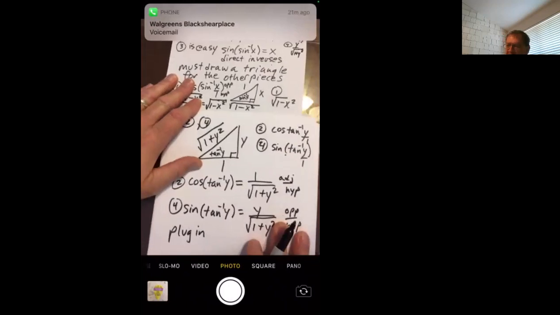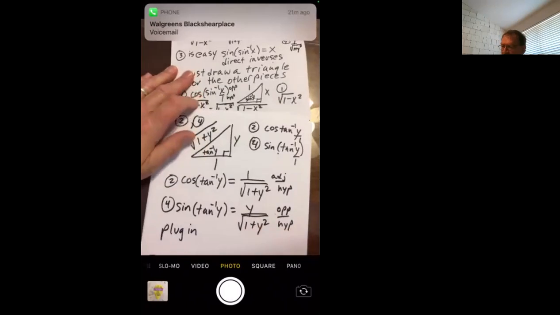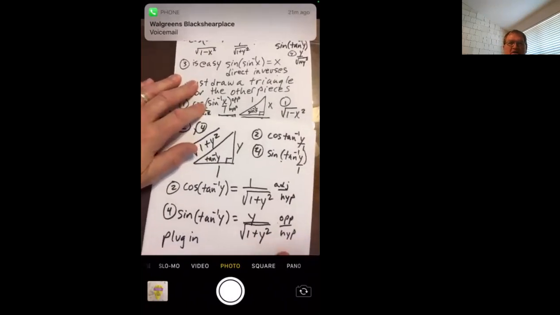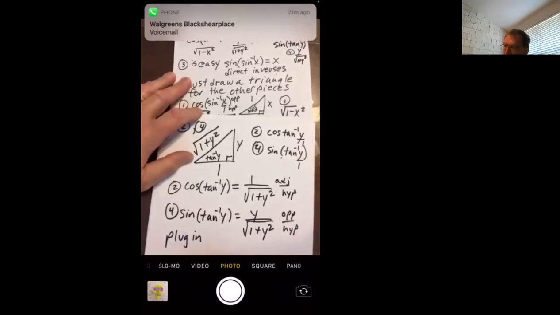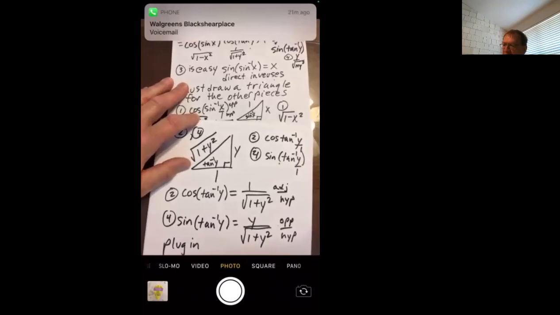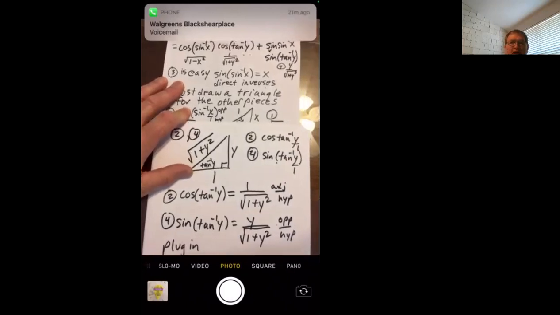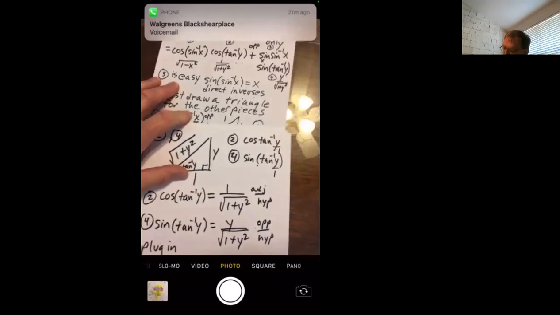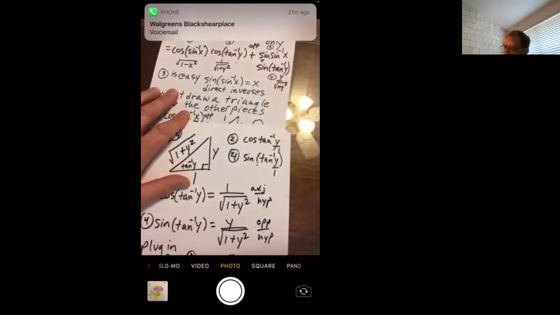Okay, so I hope you can plug out. Yeah, this gets complicated. It's really not that hard, but it's tough to show in this small space. So plugging in piece 1, square root of 1 minus x squared. Piece 2, 1 over the square root of 1 plus y squared. Piece 3 is x. This was piece 1, piece 2, piece 3, piece 4, y over the square root of 1 plus y squared.